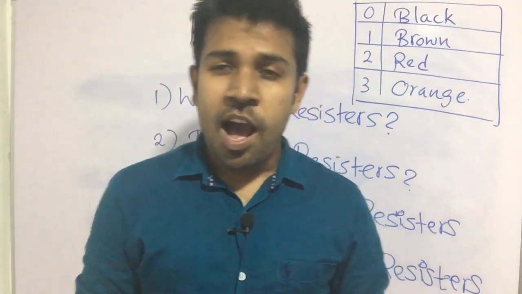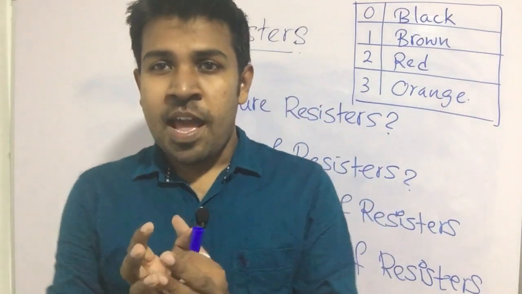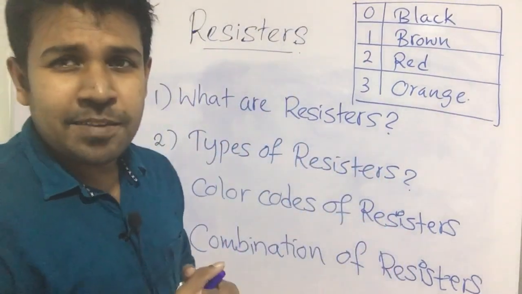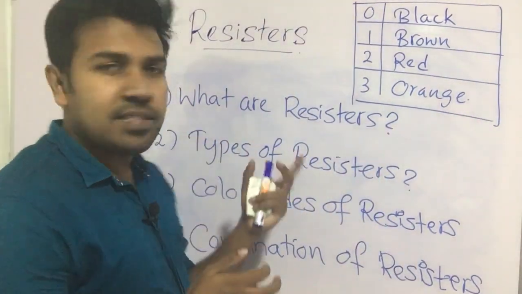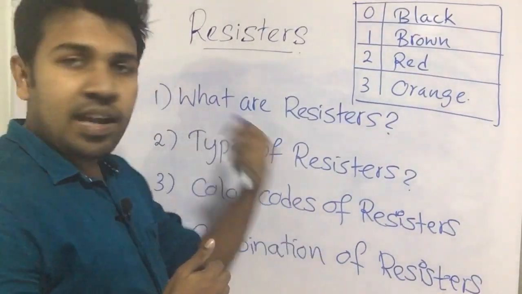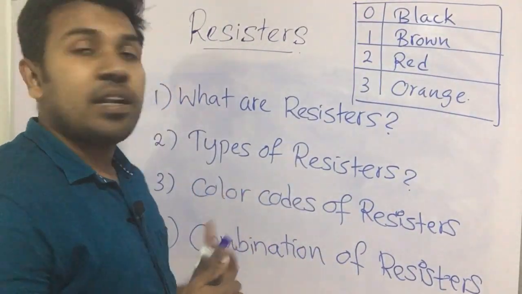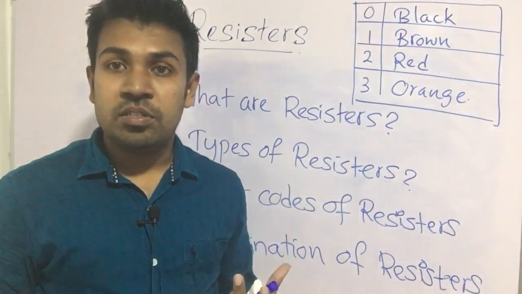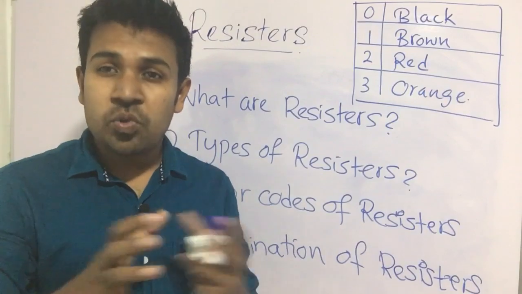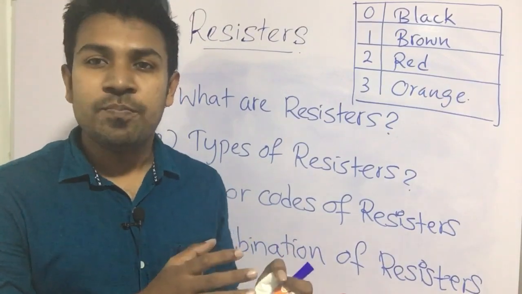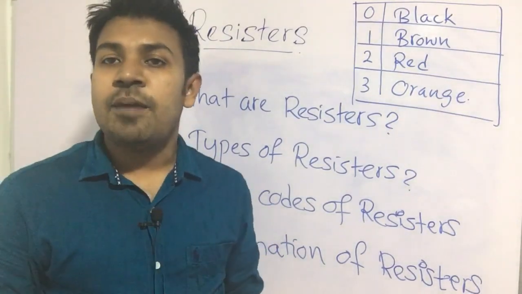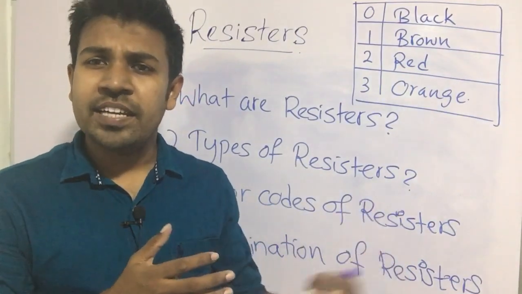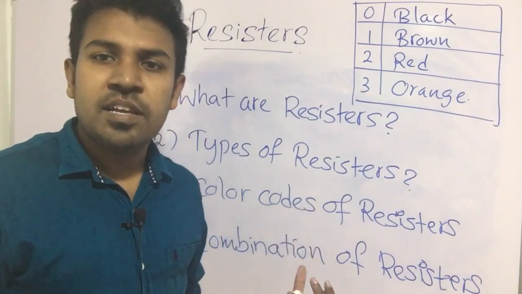Hi everyone, I am going to discuss with you an important topic, resistors. When we consider resistors, we will see these areas here. What are the resistors, what are the types of resistors available, the different color codes of the resistors and how to calculate the resistance value, what are the types of combinations of the resistors, and how to calculate the equivalent resistance of those resistors.